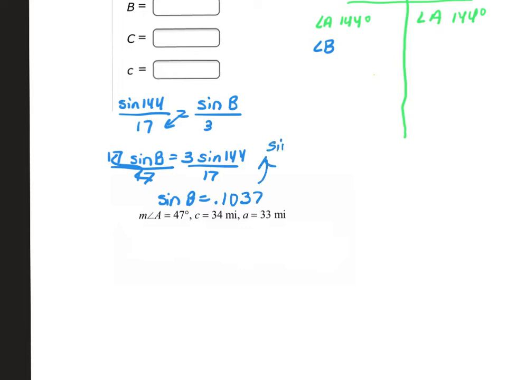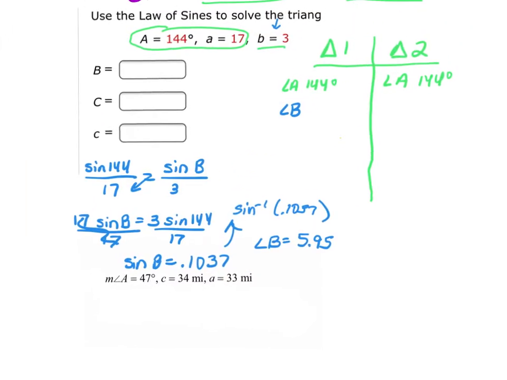So in my calculator I'm going to hit second sine, inverse sine, and then 0.1037. I get that the measure of angle B is 5.95 degrees. I'm going to see what angle C would be in this first triangle. I add up 144 and 5.95, and I get 149.95. Subtract that from 180, so angle C is about 30.05 degrees. Okay, that makes enough sense.